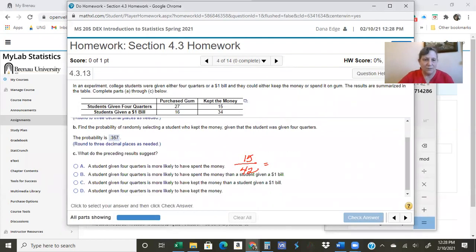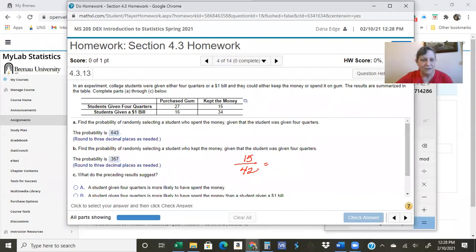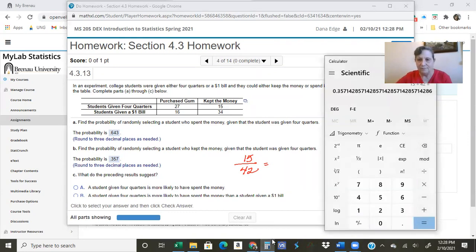Okay. But now notice another way to do this. The people who were given 4 quarters either spent the money or they kept the money. Out of these 42 people who were given the 4 quarters, they either spent the money or kept the money. There is no third option here. Notice that these two things will add up. If I take 0.643, and to that I add 0.357, I get 1.